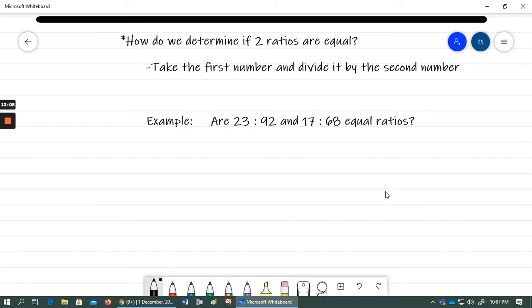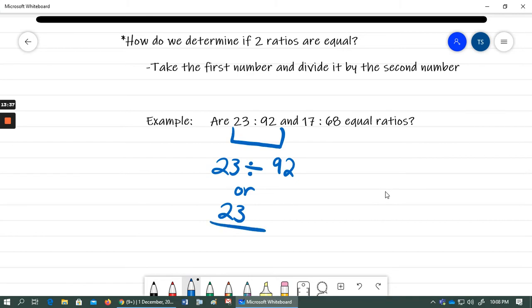And so again, folks, if we want to find that out, what we literally do is we take for each ratio, we take the first number and divide it by the second, whether you want to write it with the little divide symbol, or write it as a fraction and literally divide. It doesn't matter how you write the divide, as long as you take that first number, the 23, and divide it by the second number, 92, right? Because you get the same thing. So when you do that, you get 0.25 or 1/4, right?